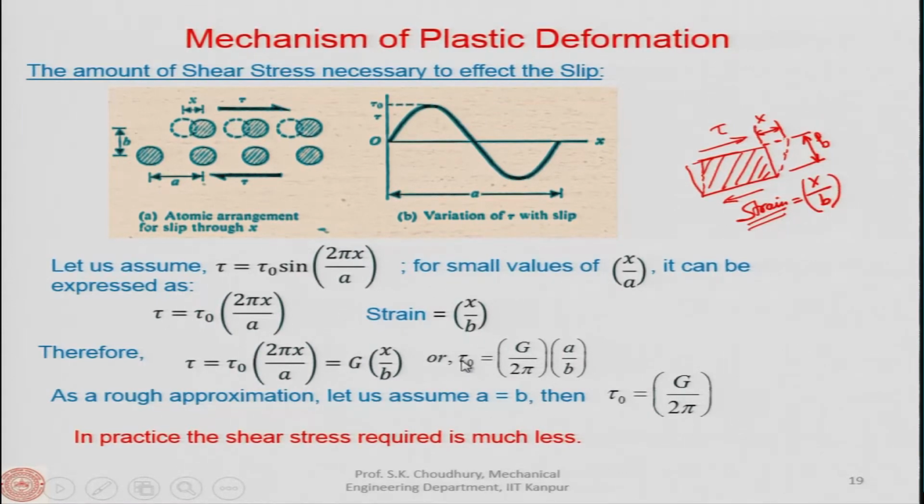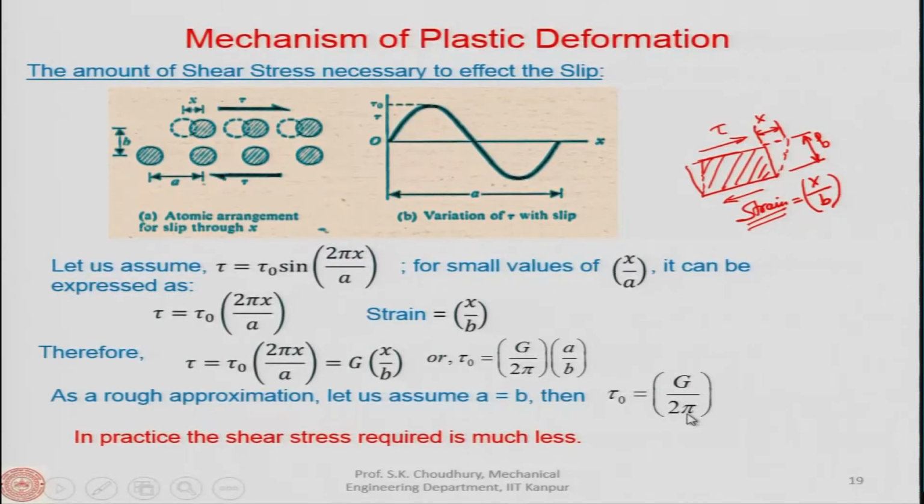In that case, tau 0, which is the maximum shear stress required to deform the material, to create the plastic deformation, to create the permanent movement of one layer of atoms with respect to another layer, is equal to G by 2 pi. If you look at this equation, this is equivalent to the strength of the material. So, if we take the strength of any engineering material, let us say steel, even mild steel for example, and divide it by 2 pi, you will see that this value that we are calculating is very, very high.